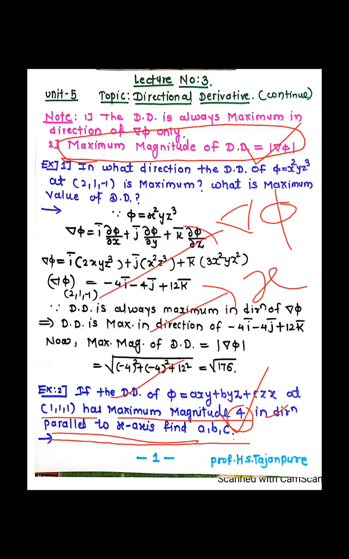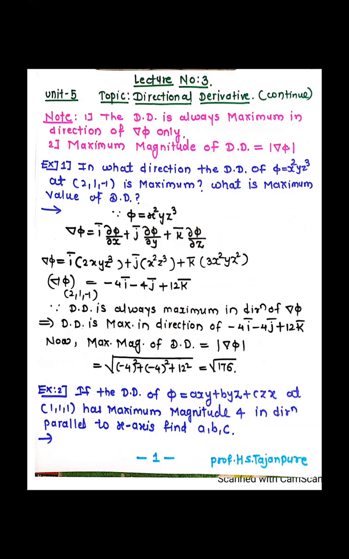Now we are going to use this for finding the values of a, b and c. If two vectors are parallel to each other, then unit vectors along them are the same. Is it clear? If two vectors are parallel to each other, then unit vectors along them are also the same. So we are going to use this. We know that the unit vector along x-axis is i bar. Along del phi, it is del phi cap.